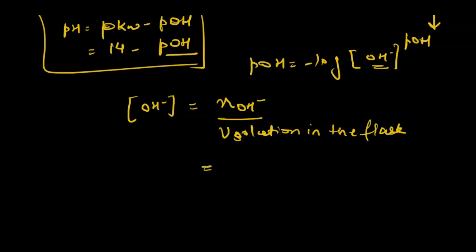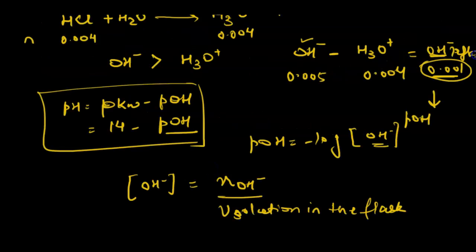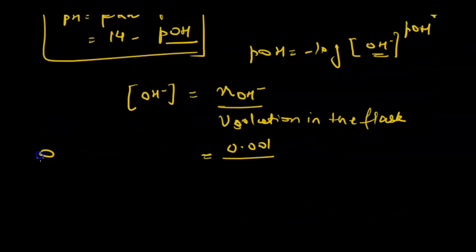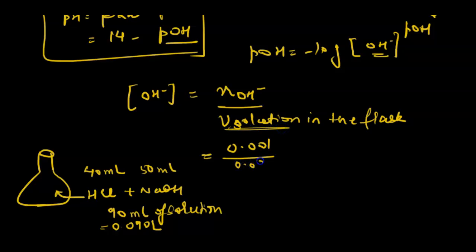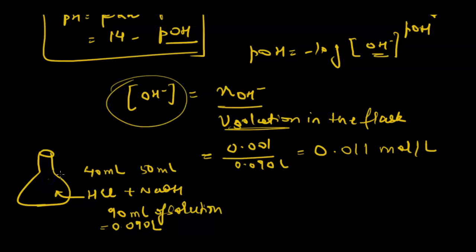Number of moles of hydroxide ions are the ones that are left and have not been neutralized. So this is 0.001 and the volume of solution in the titration flask is now going to be equal to 40 ml HCl and 50 ml NaOH. That is equal to 90 ml of solution, which is 0.090 liters. So we would have the volume of solution to be 0.090 liters. That would give us 0.011 moles per liter concentration of OH negative ions in the titration flask.